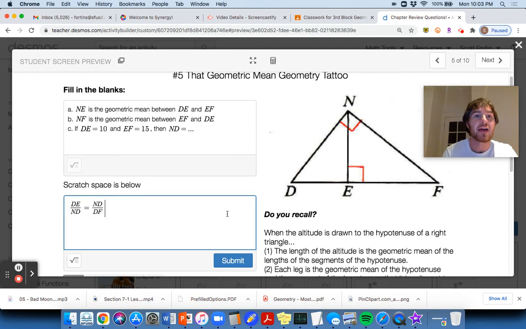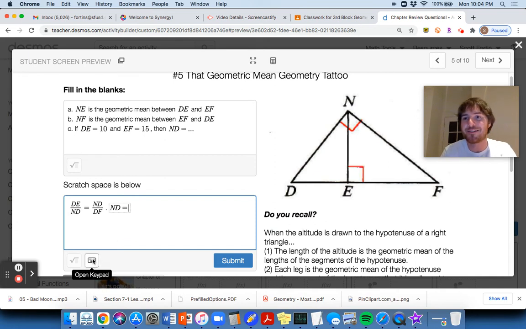So check it out. We have this. So how would you do this? Well, you have to use the segment addition postulate, right? This is the segment of the hypotenuse here. This is the other segment of the hypotenuse, and the whole hypotenuse equals the sum of them. So 10 plus 15 is 25. So, right, what we just got to do is ND equals the geometric mean.